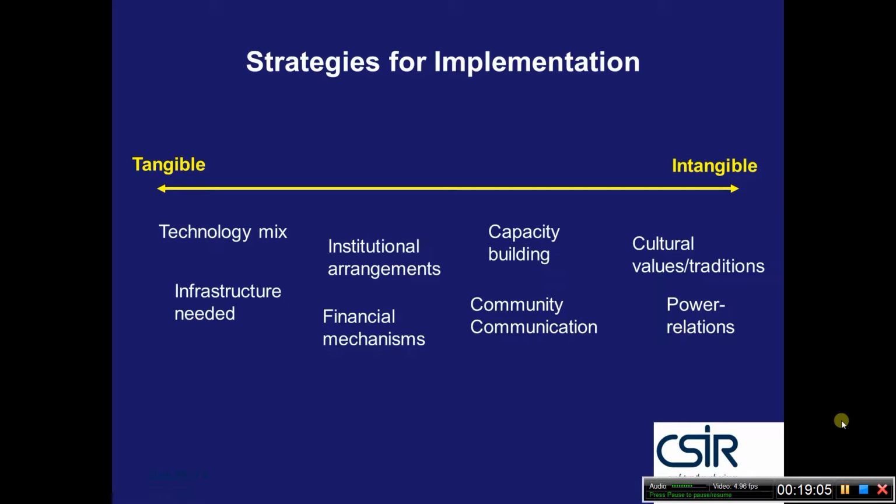So, look at the financial implications, look at the technological implications, look at the environmental, ecological implications. Does that technology have certain ecological impacts? What are the implications for capacity building? Does the community have the understanding that is required for the maintenance of that technology? Are there certain cultural values or traditions that will influence the effectiveness of that technology? Are there power relations that will influence the effectiveness of the technology?